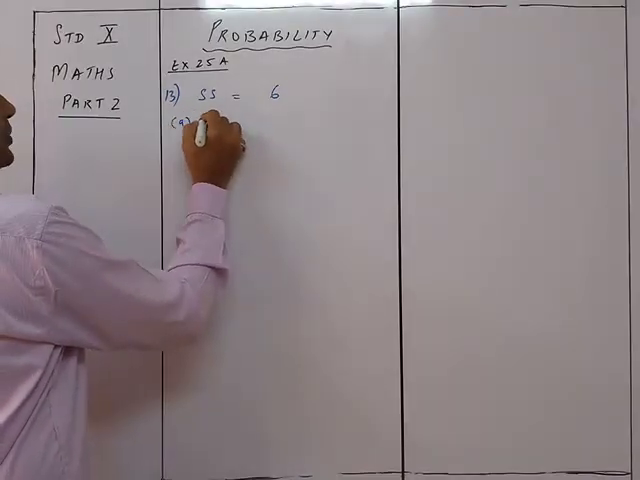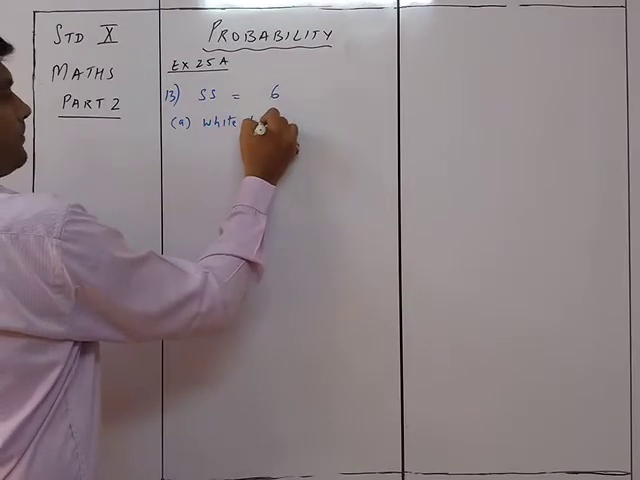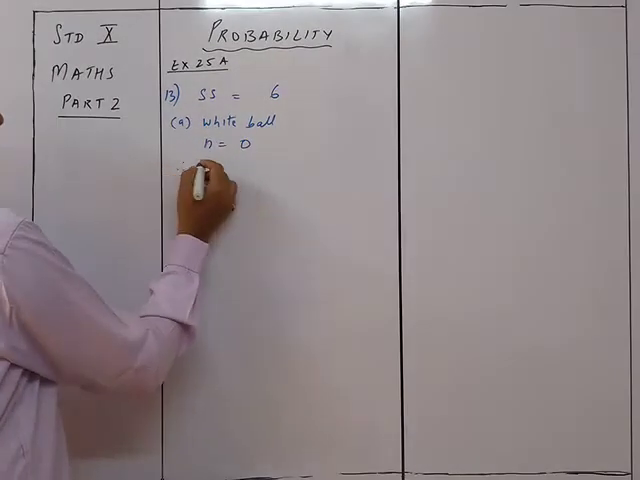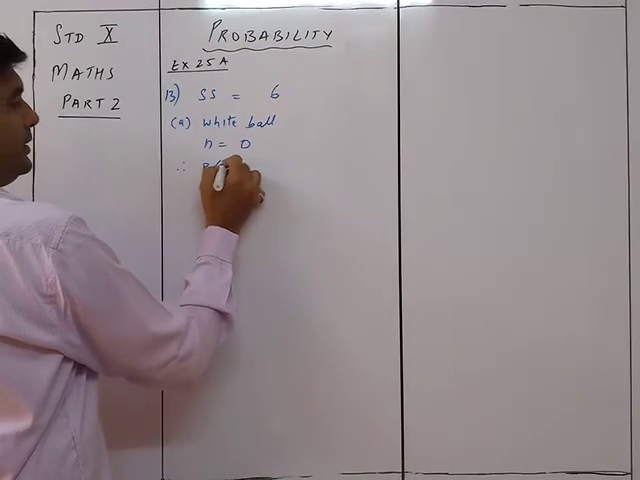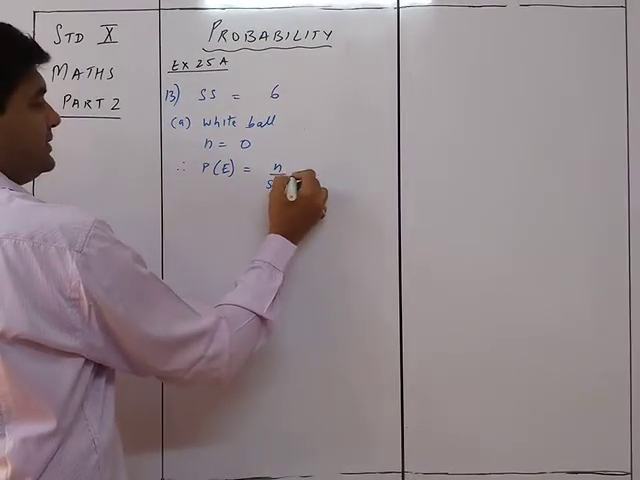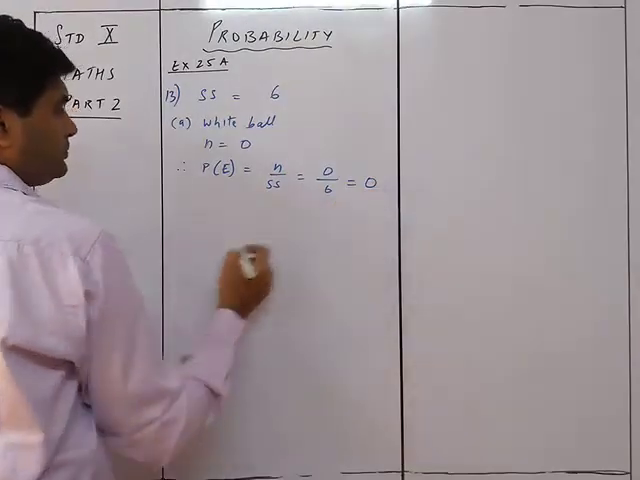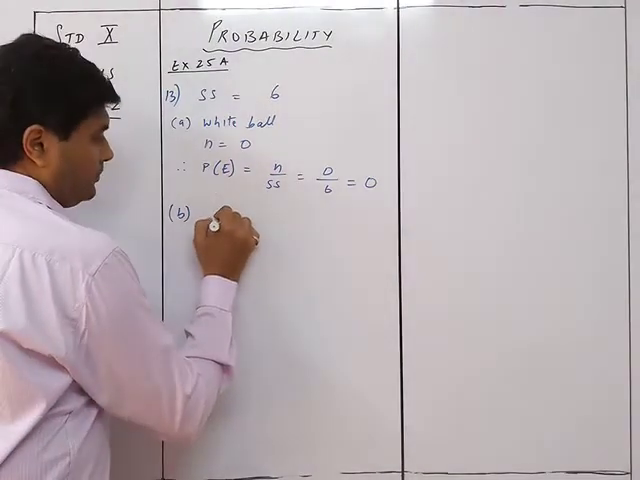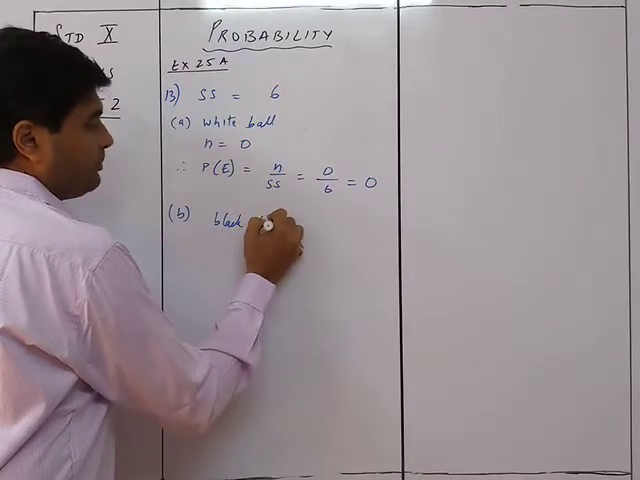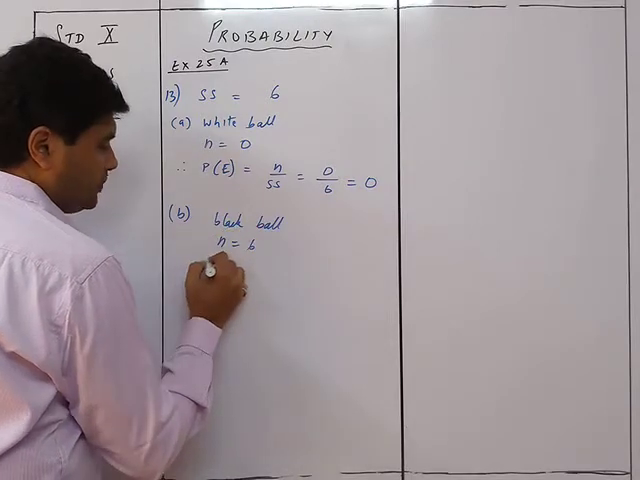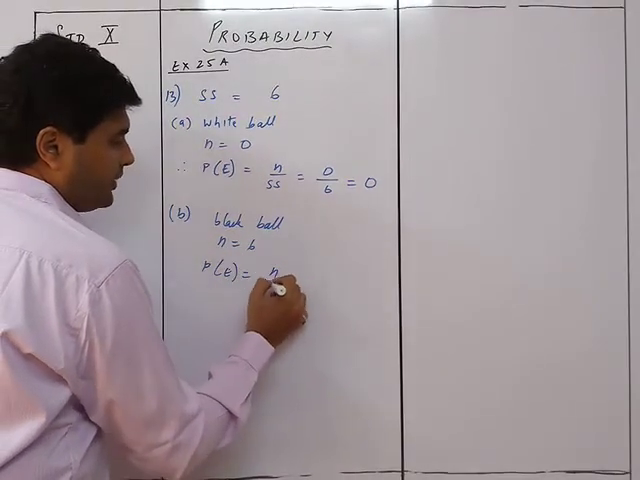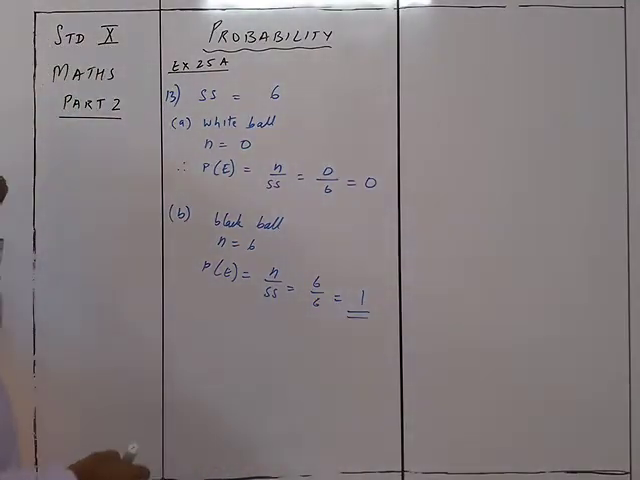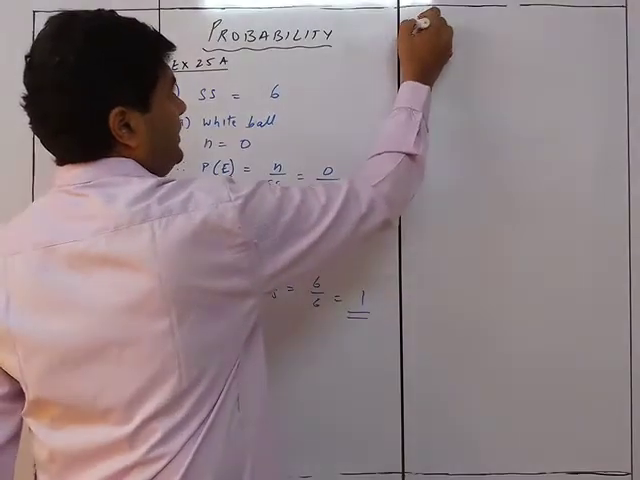So first one is white ball. So n is equal to 0. So therefore P(E) is equal to n upon SS, which is 0 upon 6, that is 0. The B part is a black ball. All are black. Black ball, n is equal to 6. So P(E) will be equal to n upon SS, which is 6 upon 6, equal to 1. Very simple. Sum number 15.